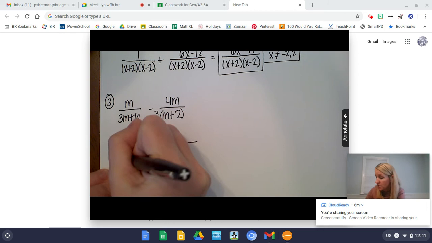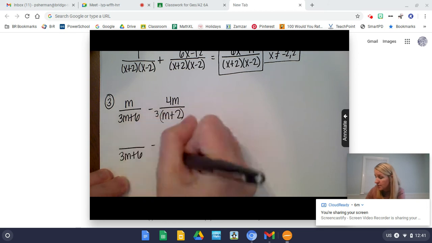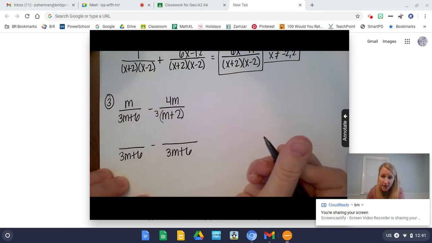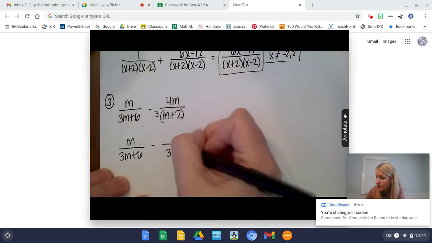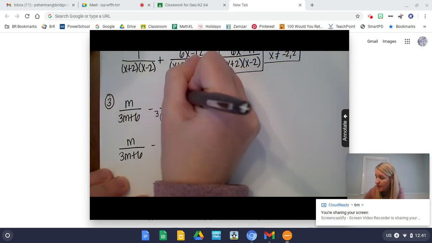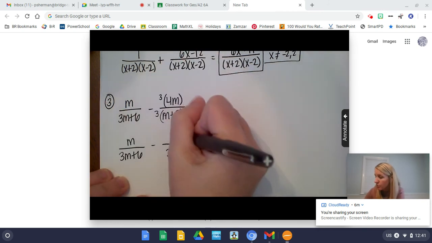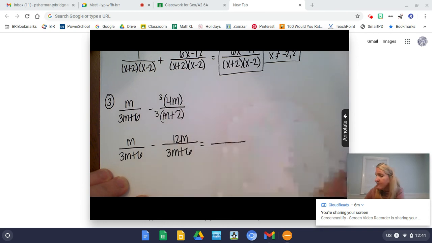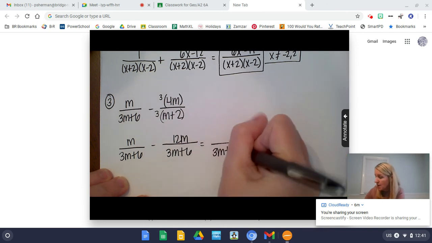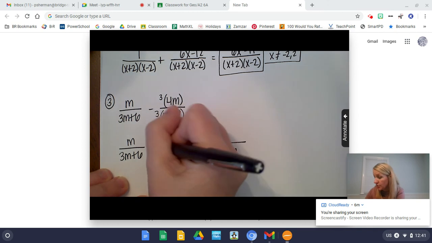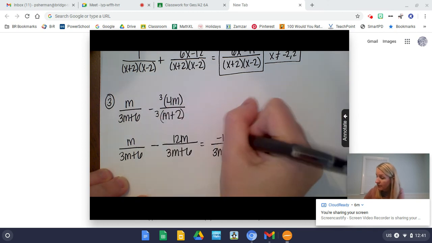So I'm going to make my common denominator 3m plus 6. Once again, if you want to do it in the factor form, I'm going to do that in a second anyways. This would stay the same, but once again, this second fraction I did multiply by 3, so that would be 12m. So then as I go through and combine, I keep the denominator. I subtract the numerators in this case, so that would give me negative 11m.